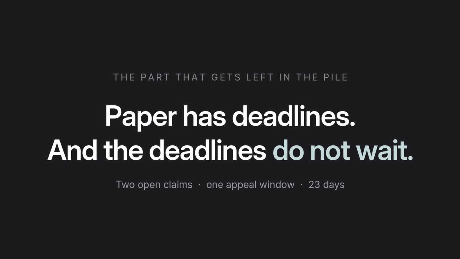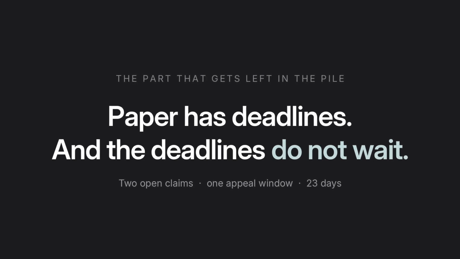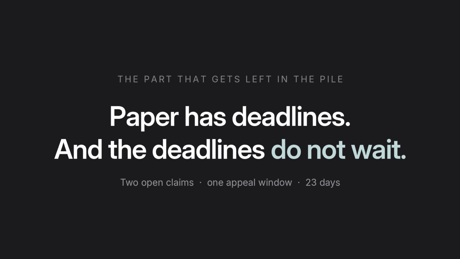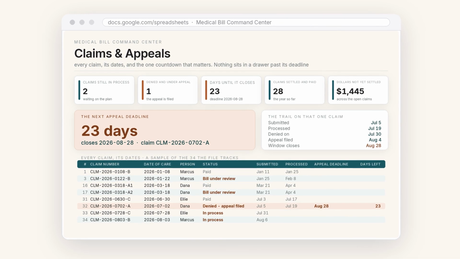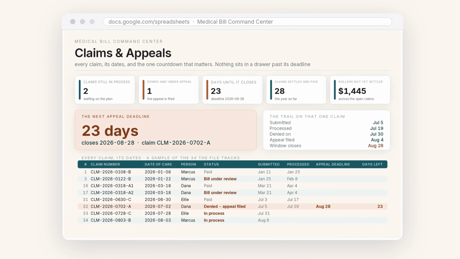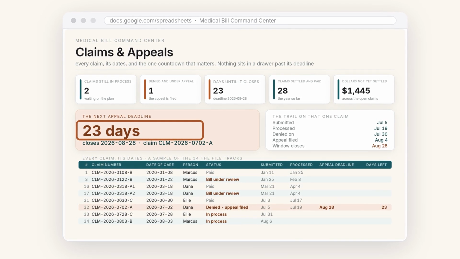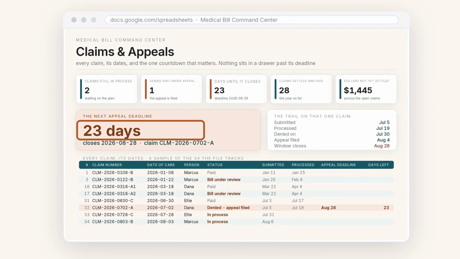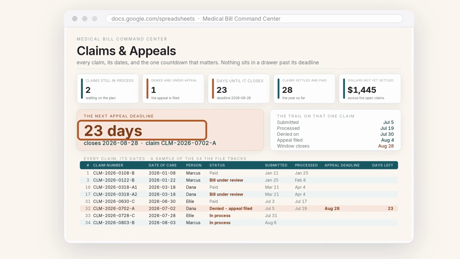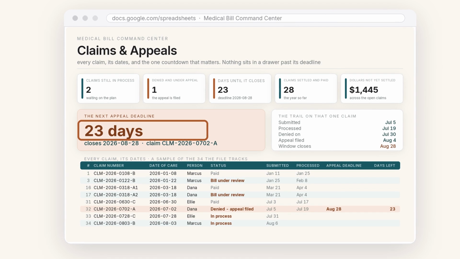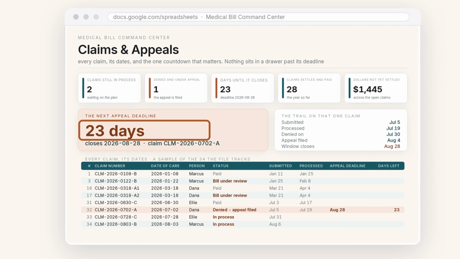The next part is the one that gets left in the pile, and it is the part with a clock running on it. Paper has deadlines, and the deadlines do not wait until you feel up to them. Claims and Appeals holds every claim, its dates, and the one countdown that matters. In the sample, 2 claims are still in process, and 1 was denied and is now under appeal. Its window closes on August 28th, which is 23 days from the file's anchor date. The file does not know your insurer's rules. You type the deadline from your own letter, and it counts the days, so nothing sits in a drawer past its date.